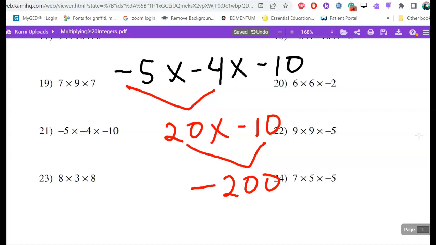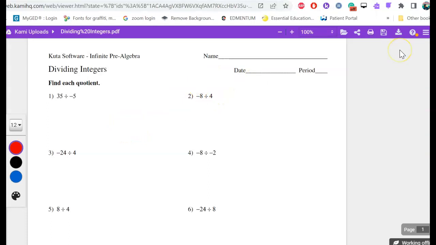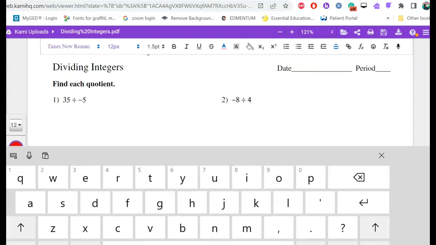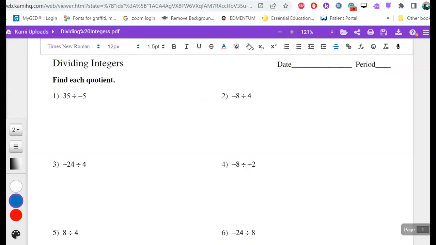All right. So remember, division rules are absolutely the same. Taking a look at some of these easy division problems, again, just practicing the rules that we have. I have 35 divided by negative 5. Again, you have a positive divided by a negative. Anytime you have a positive divided by a negative, the answer will be negative, right? 35 divided by 5 is negative 7.